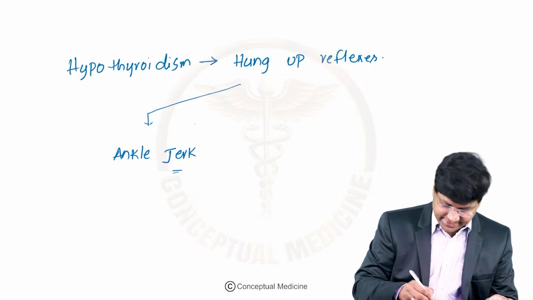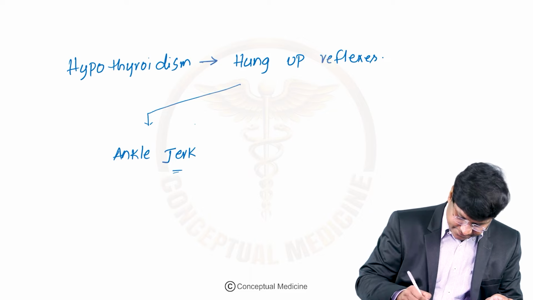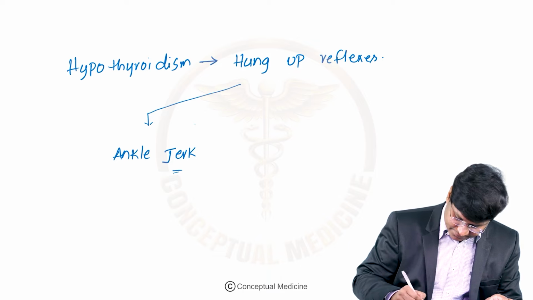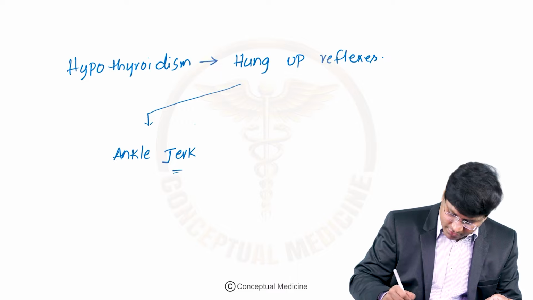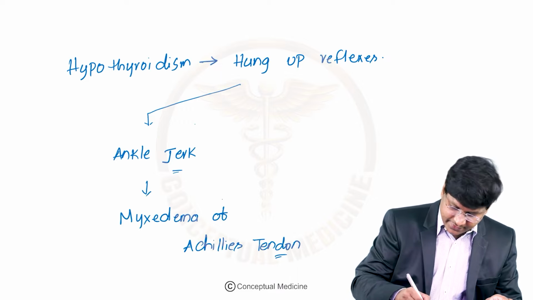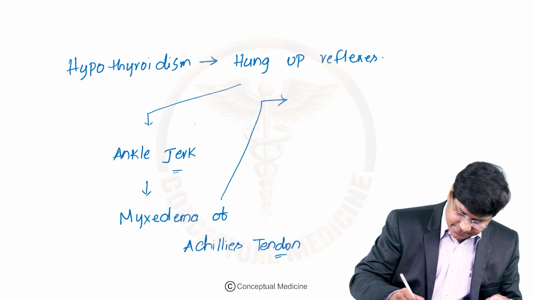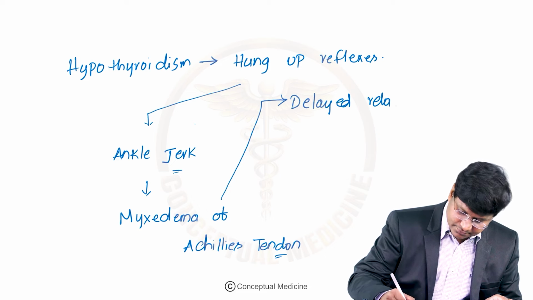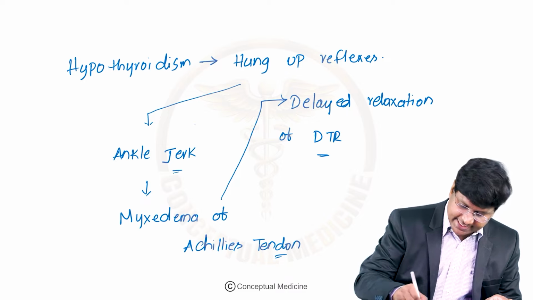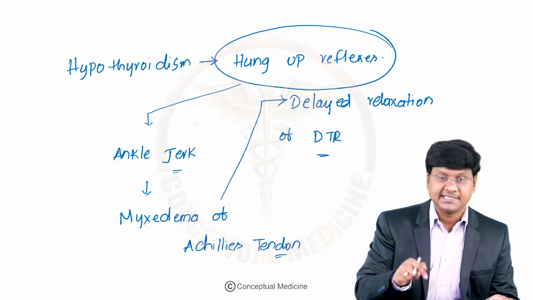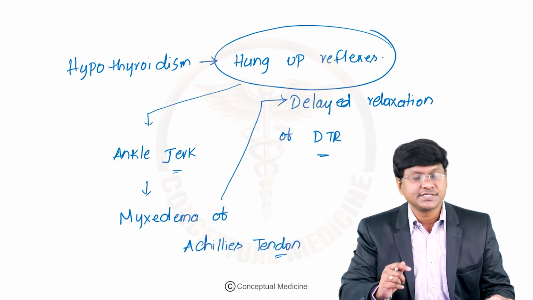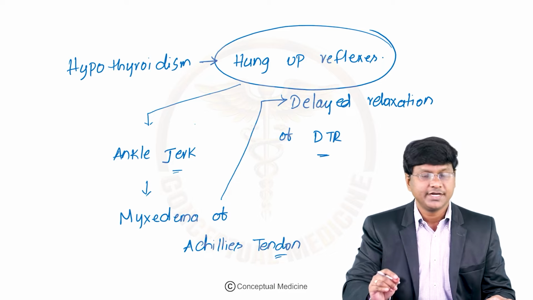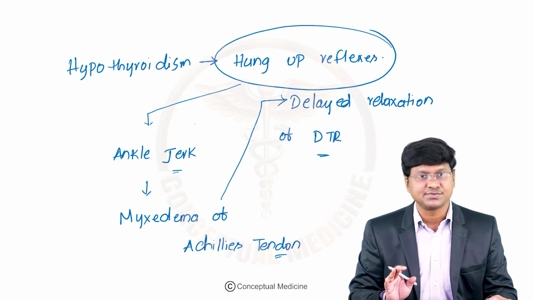See, in patients with hypothyroidism, there will be myxedema of the Achilles tendon. And because of the myxedema of the Achilles tendon, these individuals will have delayed relaxation of the deep tendon reflexes. That is what is called the hung reflex. And this hung reflex is the most reliable sign in patients with hypothyroidism. And let me tell you, you will also have these hung reflexes in patients with chorea. Now, this is about the CNS manifestations in hypothyroidism as well as hyperthyroidism.